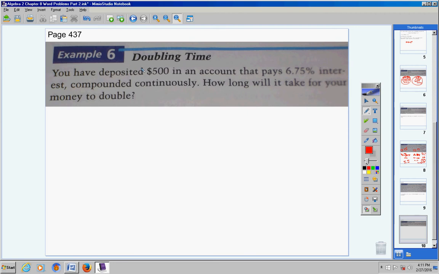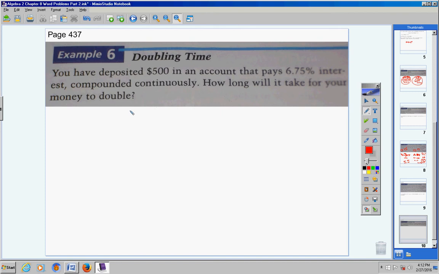Example 6, doubling time. You have deposited $500 in an account that pays 6.75% interest, compounded continuously, okay? Now, you're like, Mr. Arrow, we just did some of these. I know, but we're not looking for the balance. We're looking for the time. How long will it take for your money to double?